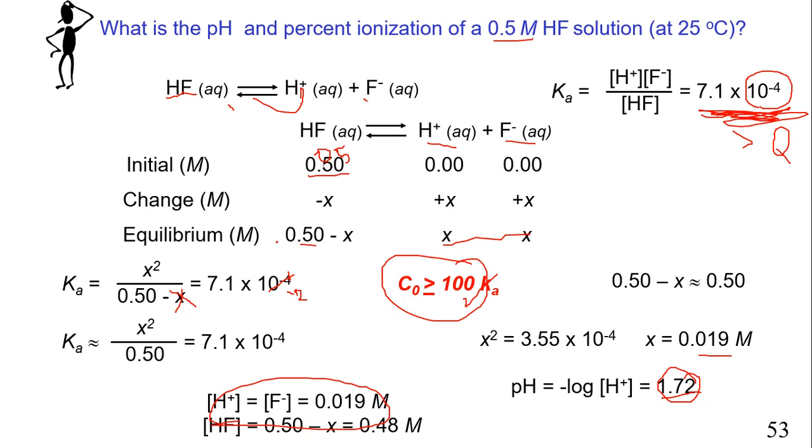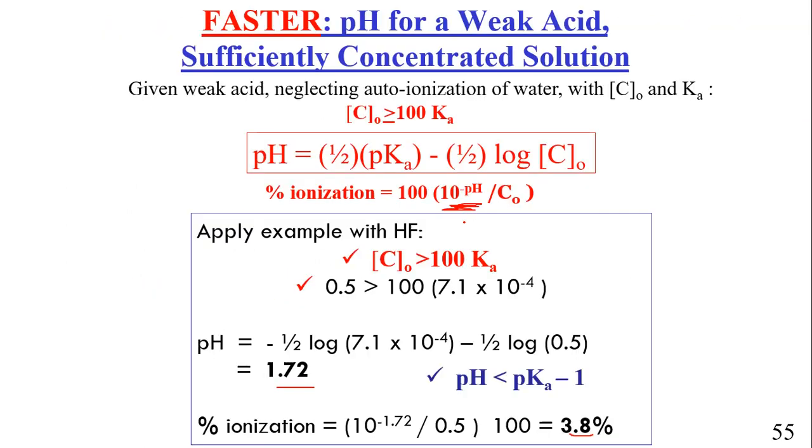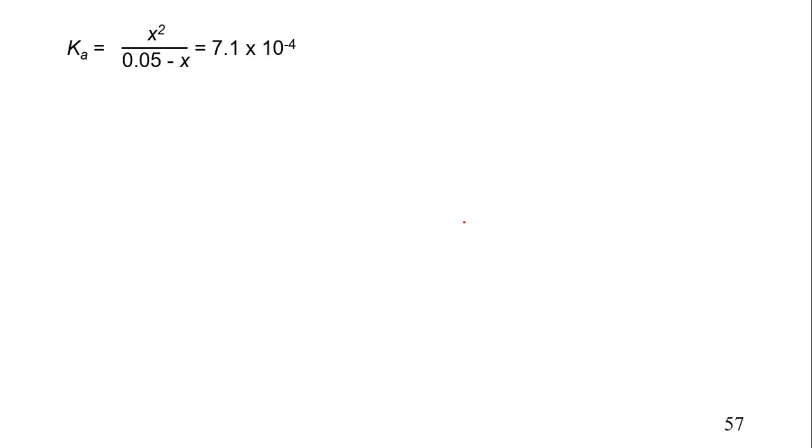Now, again, you will never on an exam have to write this table. It's always x squared divided by initial concentration minus x. Again, we're talking about simple weak acids in water. So the ice table doesn't change. So here's my x squared over initial minus x equals Ka.